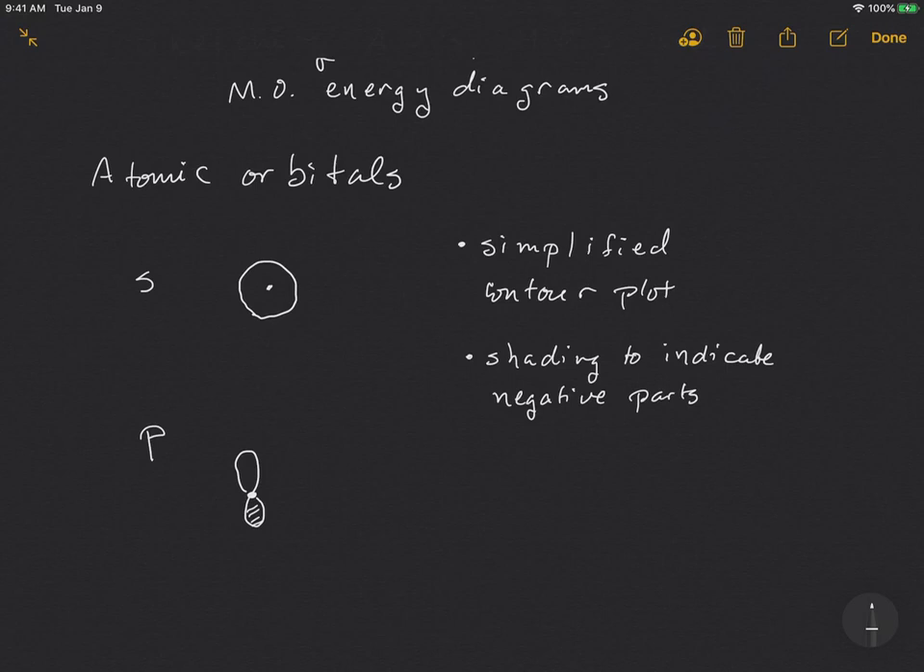So again, we're using a single contour, and this approximates the full three-dimensional shape of the p orbital, which is this blob of electron density, or this wave function that has positive portions and negative portions, and there's a nodal plane between the positive and the negative portion of the orbital. So this would be, let's say, the pz orbital.